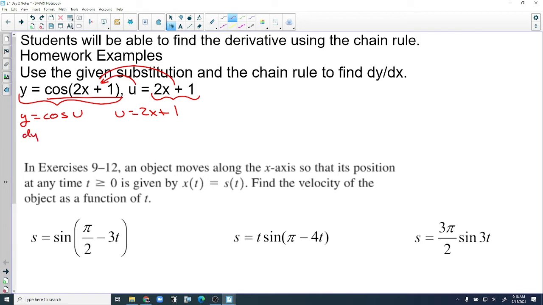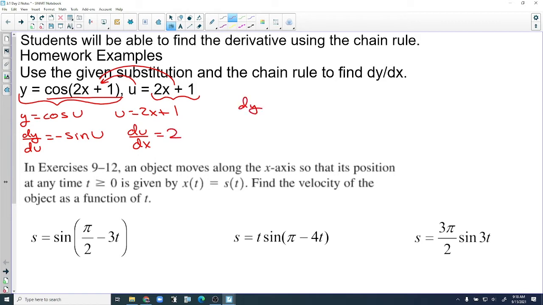So the outside function is cosine. If we take dy du, that's negative sine of u. There's the derivative of the outside, and you leave the inside alone. In other words, whatever is in there, we're leaving it. And then du dx, now we're going to take the derivative of the inside, which is just simply 2.